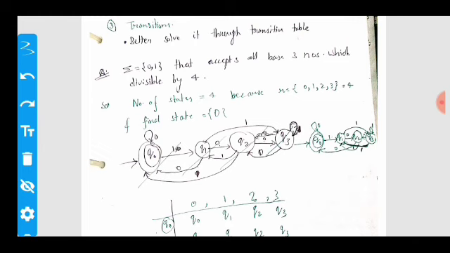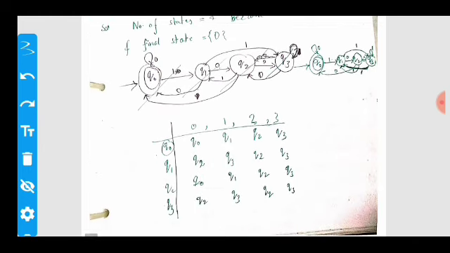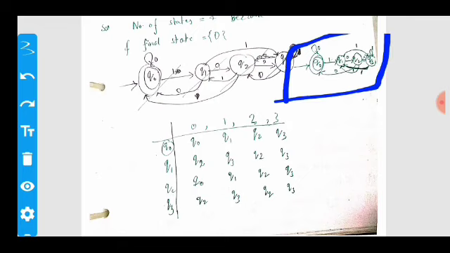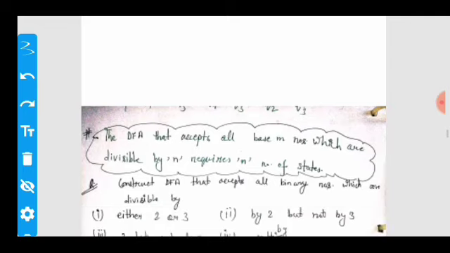So due to this, we draw a transition table which satisfies all the transition diagram. When we are at the state Q0 and we give 0, it goes to the Q0 state like this. When we give 1, it goes to Q1, and when we give 2, it goes to Q2, and when we give 3, it goes to Q3, and so on. We draw the whole transition table on the basis of this transition diagram. Now we move on to the next question.